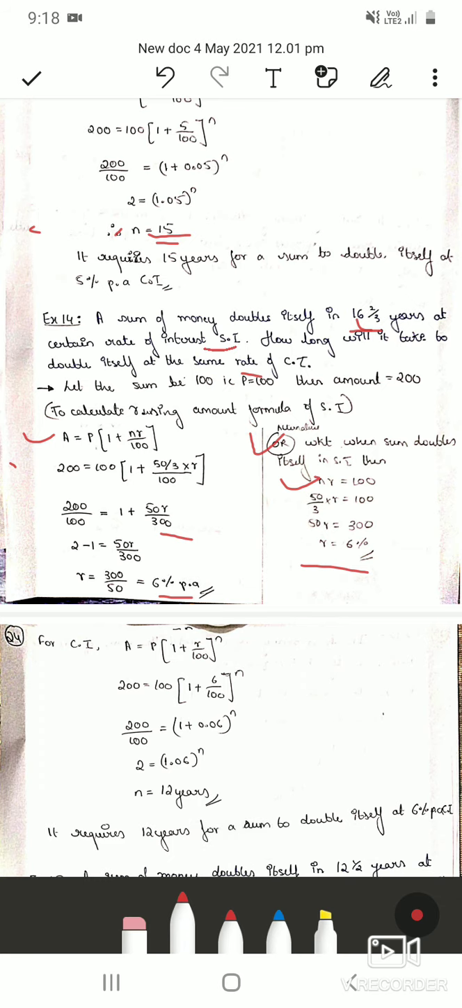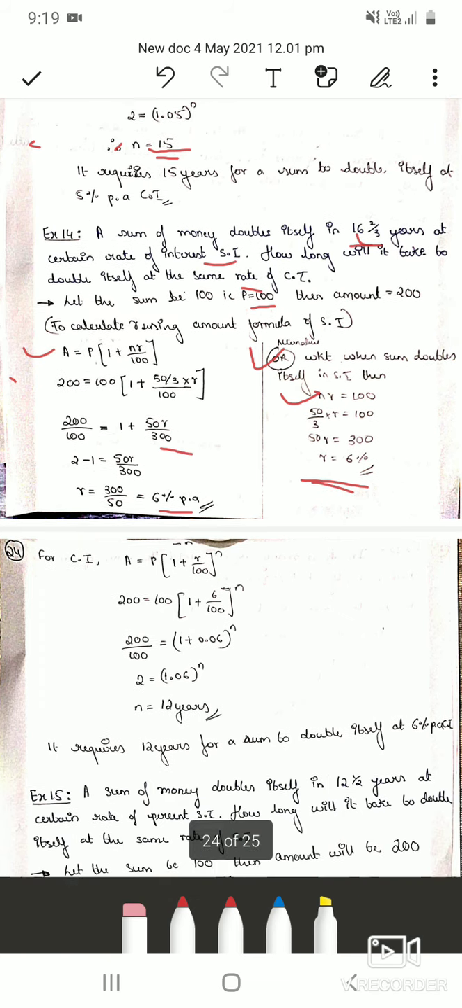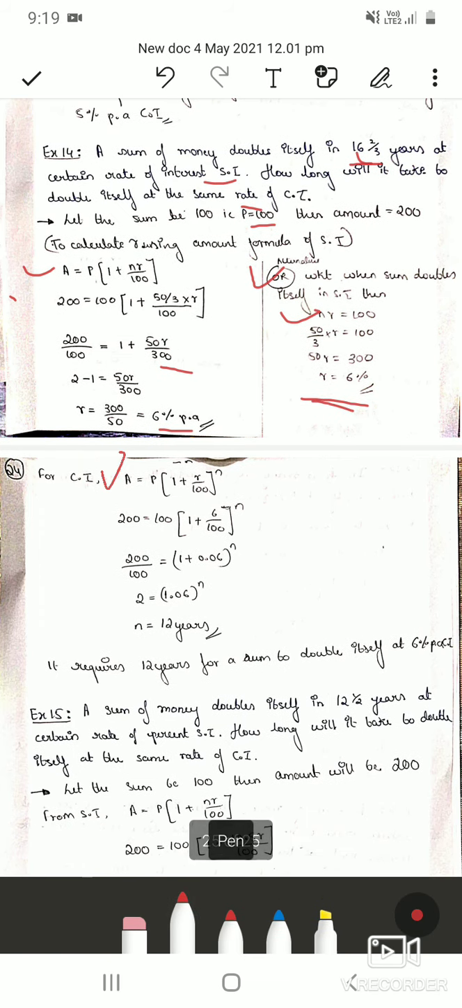Now we have to find for the same amount, that is 100 rupees. For 100 rupees to double itself, that is to make 200 rupees, how many years are required at 6% per annum compound interest. So now we will use the formula of amount in compound interest and will substitute the values. So it is 2 equal to 1.06 whole raised to n. So therefore n is 12 years. Use your logarithms. So it requires 12 years for a sum to double itself at 6% compound interest.